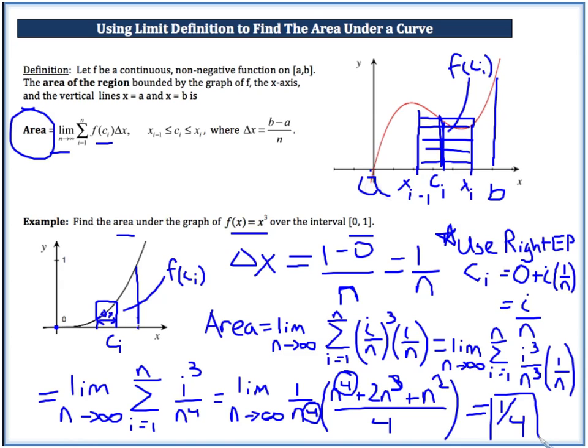So when we look at the area bounded by this curve, the x-axis, and the two lines, all this area is going to add up to be 1/4. And it's kind of interesting. If we look, here would be a square, and that would equal 1. And it's kind of weird that that turns out to be 1/4 of the entire square right there. All right, so that's your process of using the limit definition to find the area under the curve.